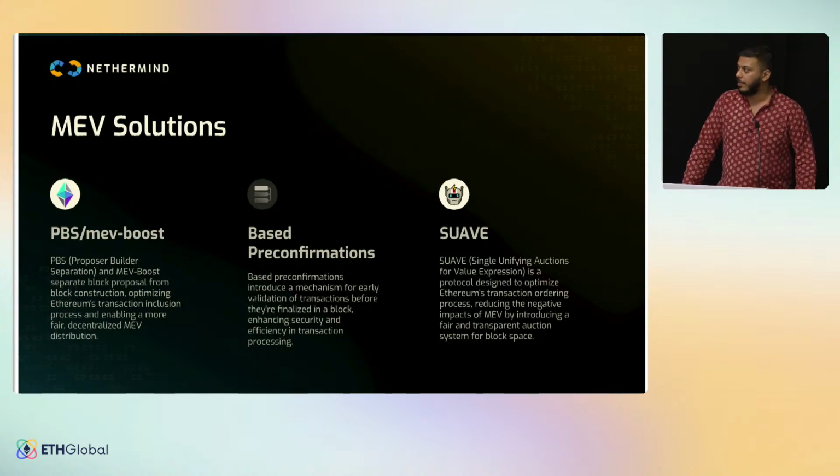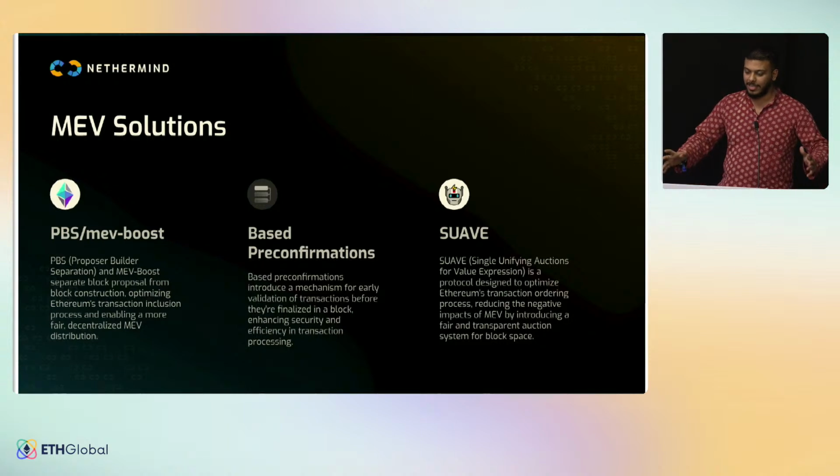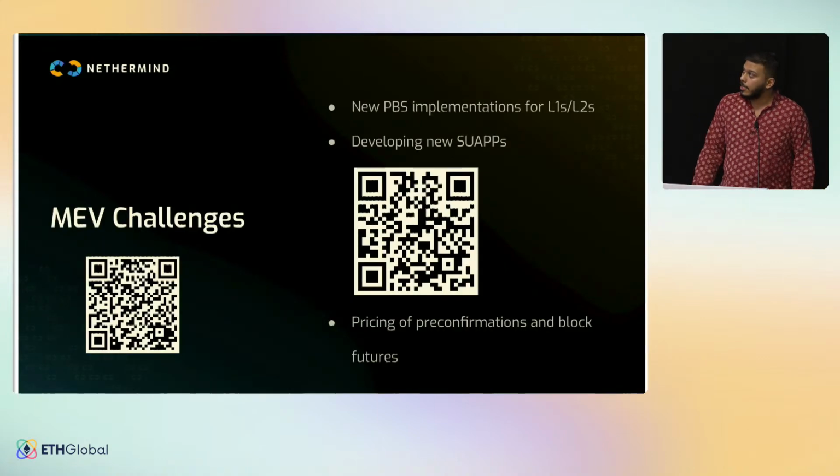And then there's Suave. There's not one word to define Suave, but in general, it is a magic SGX box that lets you define any MEV strategy and execute it trustlessly. We work with Flashbots on this one, so if you're interested in implementing novel solutions, like novel auctions for AMMs or lending pools, please come talk to us for that as well.